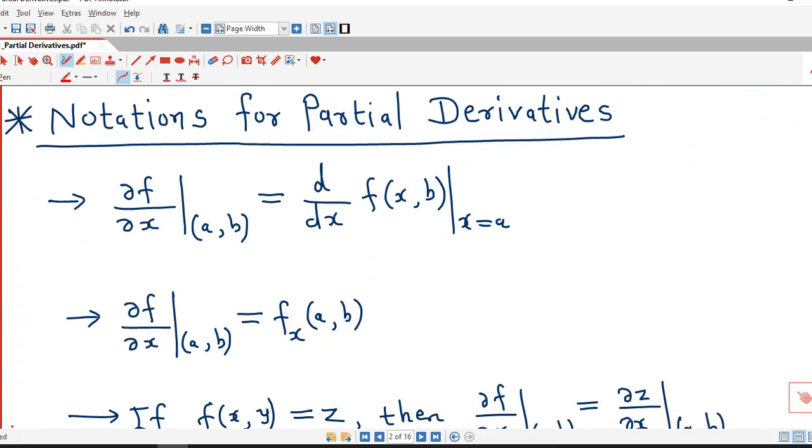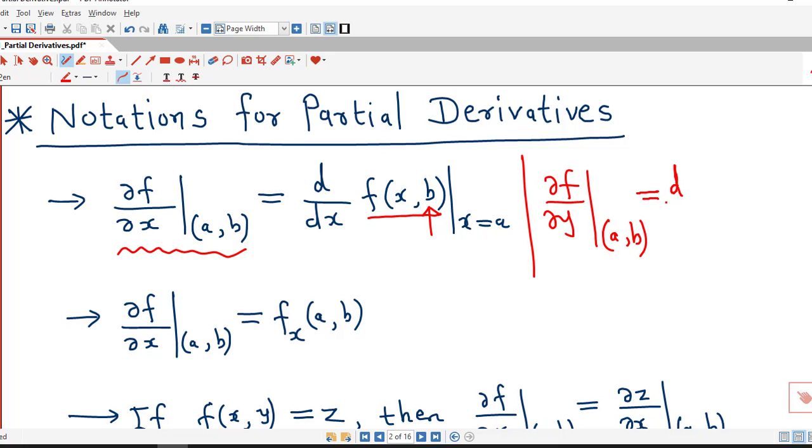We can use different notations for partial derivatives. The partial derivative of f(x, y) with respect to x at point (a, b) is denoted by this notation, or as we discussed, it is nothing but the ordinary derivative of a function of two variables considering y as constant. So we can write it in this way also. Similarly, if we want to write the partial derivative with respect to y, then we write it in this way. Instead of x, we will write y, and we consider x as constant, y changes. So here we write at point y equal to b, because x is constant, say x equal to a, and we are interested in the derivative with respect to y.